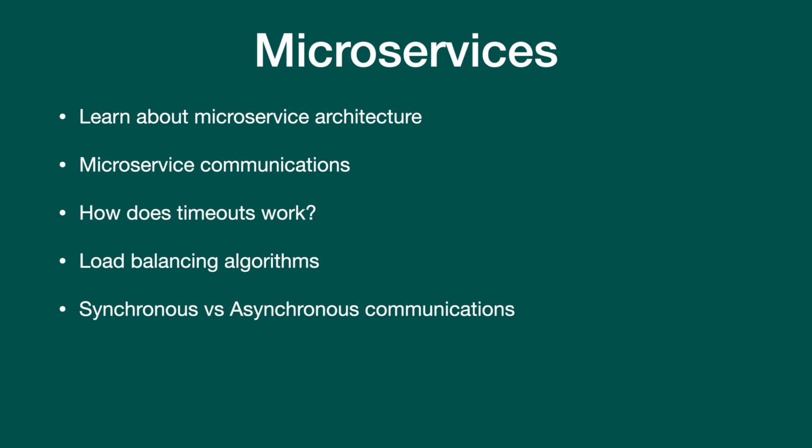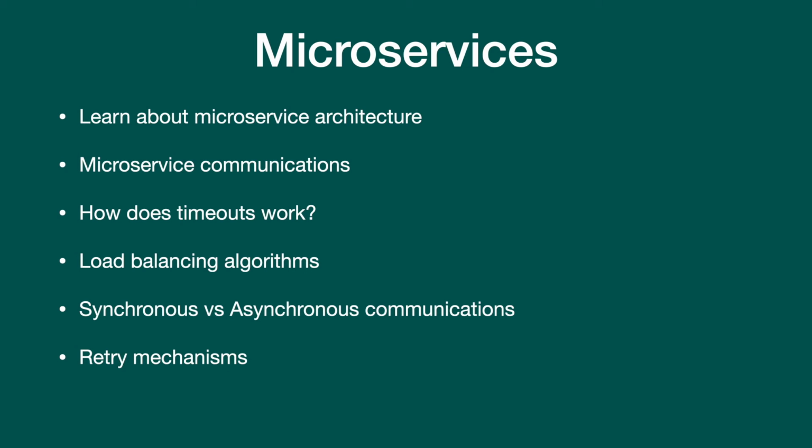You want to know about synchronous and asynchronous communication. Microservices can communicate with each other synchronously, like through an HTTP call, or it can happen asynchronously through something like Kafka or some other messaging system.